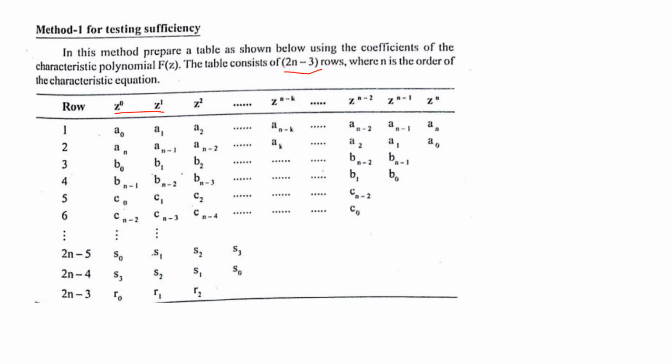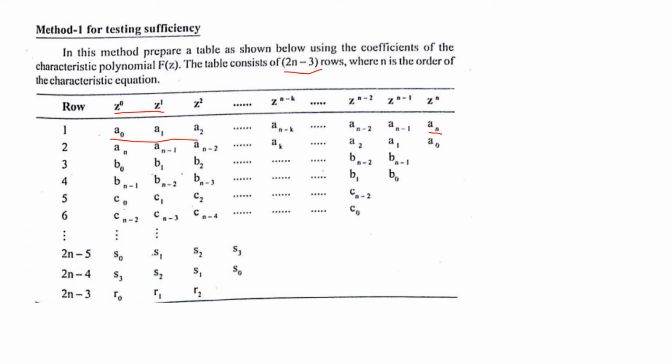Now the first row is nothing but the coefficients of these. What's the coefficient of z raised to 0? a0. z raised to 1? a1. z raised to 2? a2. It goes on like that up to an. So that is your first row. The first row is nothing but whatever is in your characteristic equation, just write the coefficients. Next, the second row is just the reverse of your first row. So you have written the first row, right? Just write the reverse.